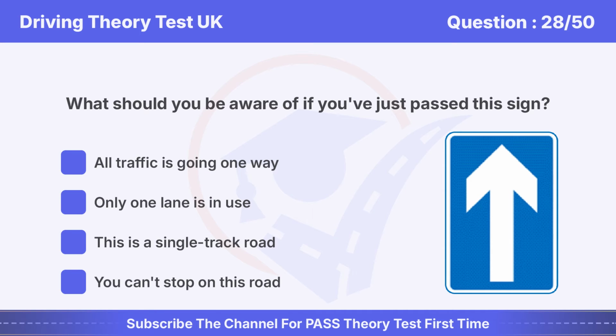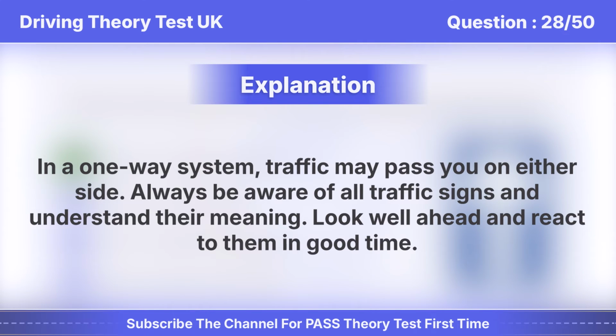Question 28. What should you be aware of if you've just passed this sign? Answer is A. All traffic is going one way. In a one-way system, traffic may pass you on either side. Always be aware of all traffic signs and understand their meaning. Look well ahead and react to them in good time.